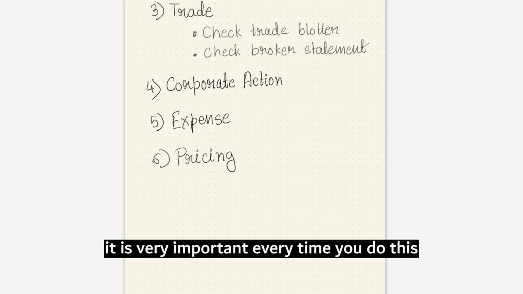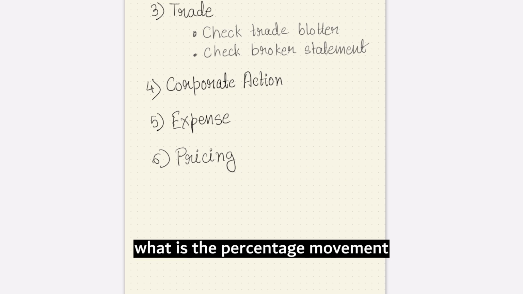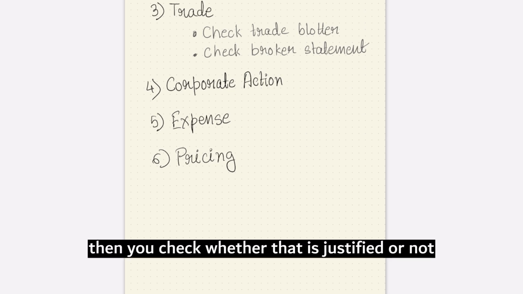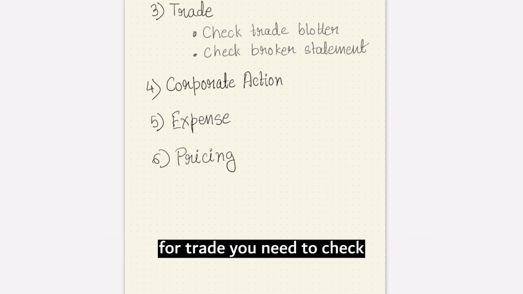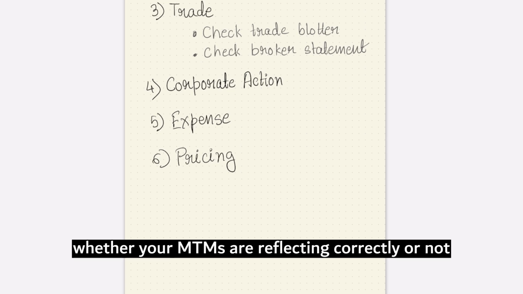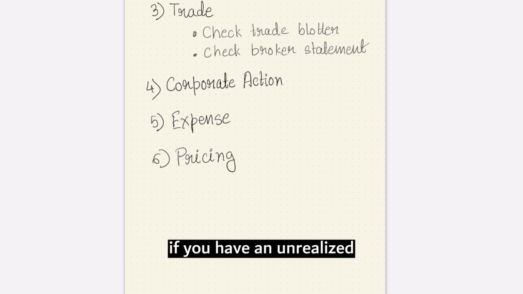So it is very important that every time you do this check, whatever activities you are doing from prior valuation to current valuation, you look at the percentage movement. If the percentage movement is quite high, if it is impacting quite a bit, then you check whether that is justified or not. For trades, you need to check whether your MTMs are reflecting correctly or not. If you have unrealized and realized gain in your fund, check that it is reflecting correctly or not.